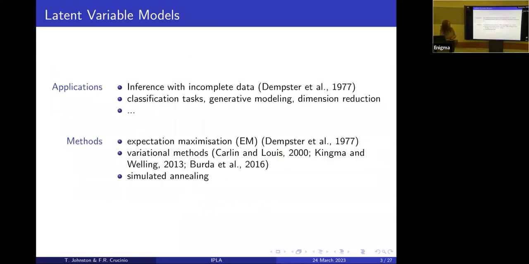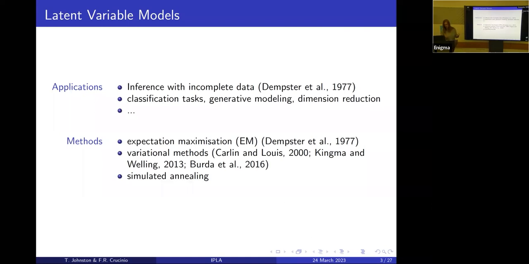So these latent variable models do appear quite often. Historically speaking, they were very well studied in this 1977 paper, which is a sort of summary paper on expectation maximization. And roughly speaking, anything can be cast as performing inference when you have hidden or incomplete data. We will follow this framework.